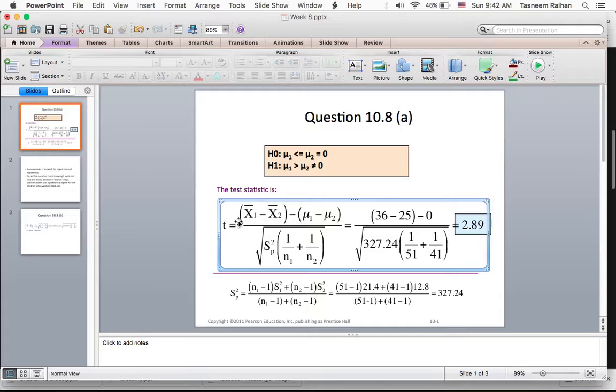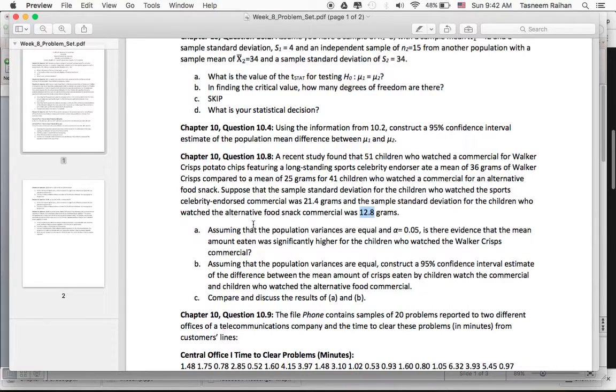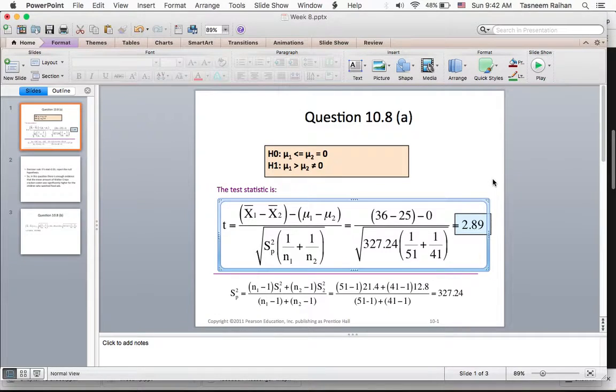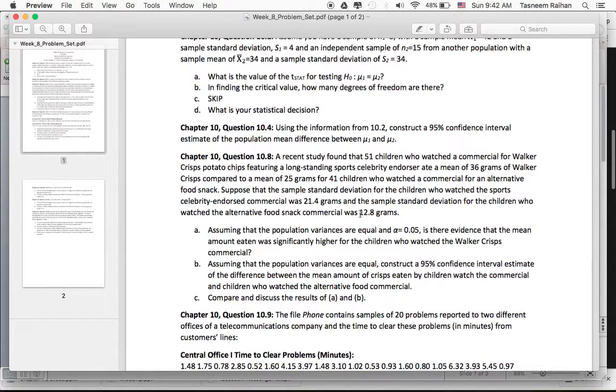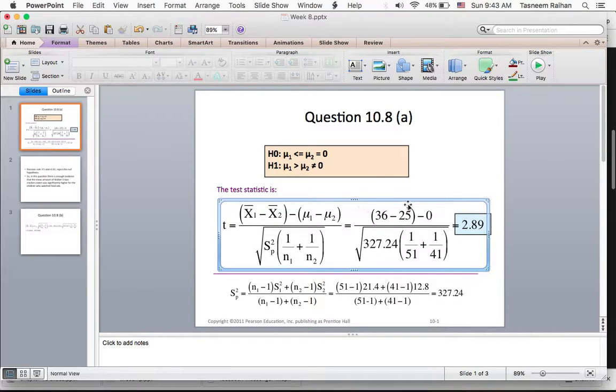What about the value of x bar 1 and x bar 2? To find those out, we have to go back to the question again. The question says that in sample 1, the children ate an average of 36 grams of Walker crisps. So 36 is the mean of sample 1, and 25 is the mean of sample 2, because in the second sample, the children ate a mean of 25 grams. So we plug that in here.